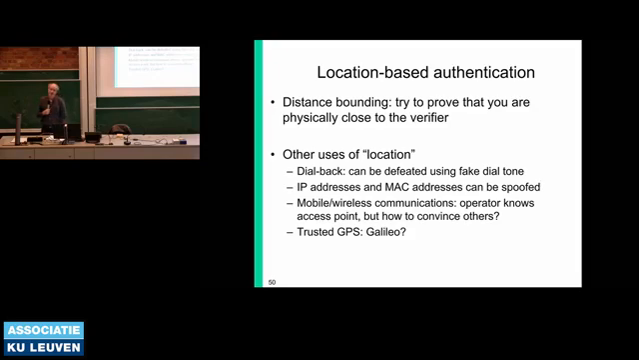So we call this distance bounding. You try to establish that the other party is nearby by doing several quick exchanges, and you speculate that if you're at a distance, you can't be fast enough.